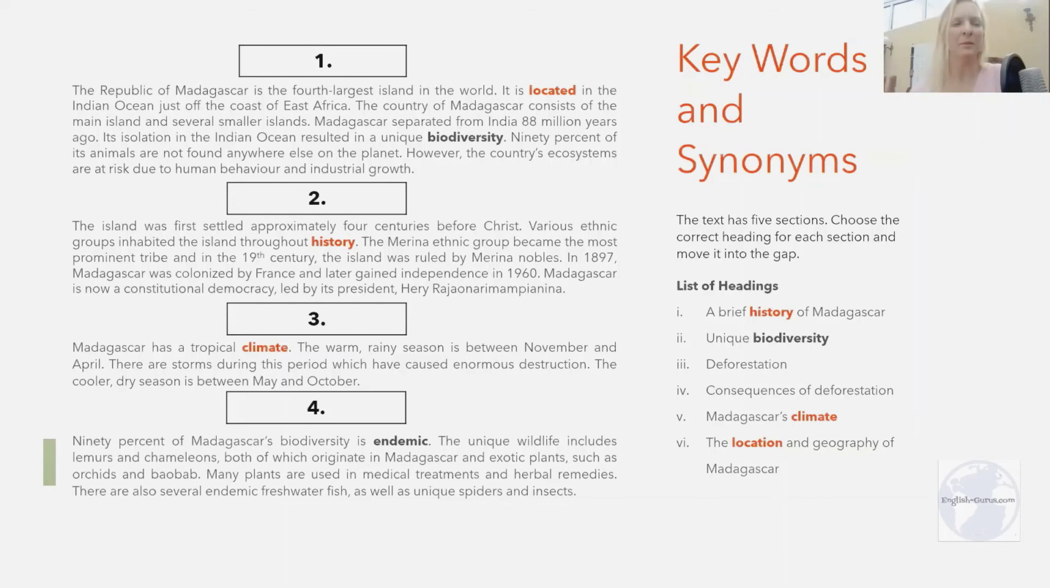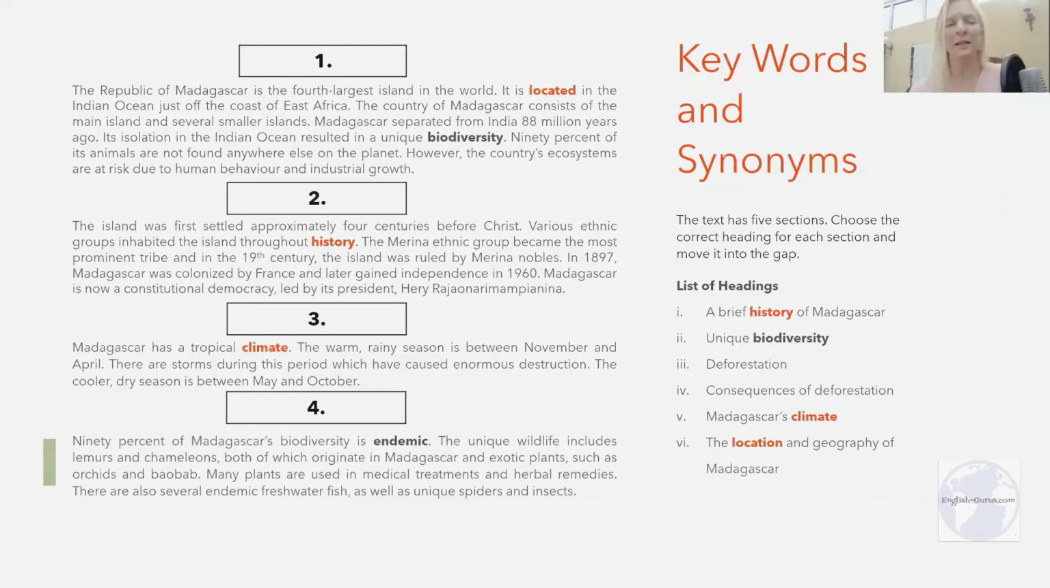Let's continue. Number 3. Madagascar has a tropical climate. The warm, rainy season is between November and April. There are storms during this period which have caused enormous destruction. The cooler, dry season is between May and October. Okay, everyone, I think this is an easy one for you, right? Because firstly, we have the key word, climate. And secondly, it's quite a short paragraph which describes the climate and weather. So we know very quickly that the answer is number 5, Madagascar's climate.